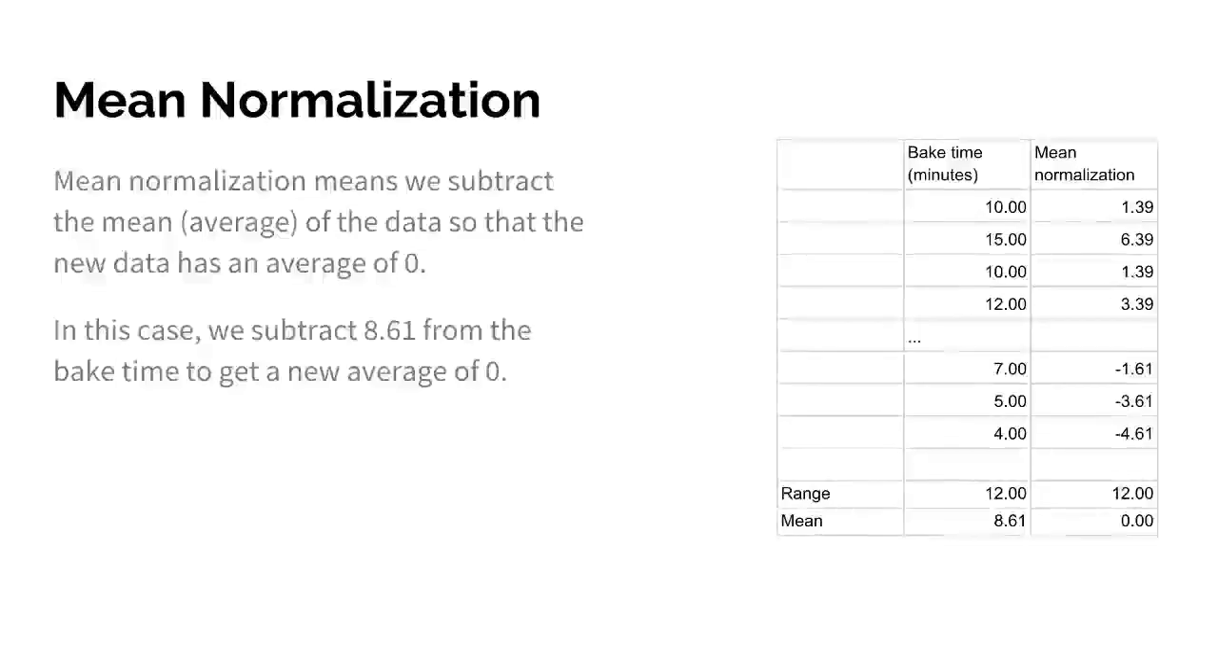Mean normalization simply means that we subtract the mean of the data so that the new data has an average of 0. In this case, we subtract 8.61 from the bake time to get a new average of 0. So for the values on the right, we have some that are negative, some that are positive, but all of them averaged together have a mean of 0.